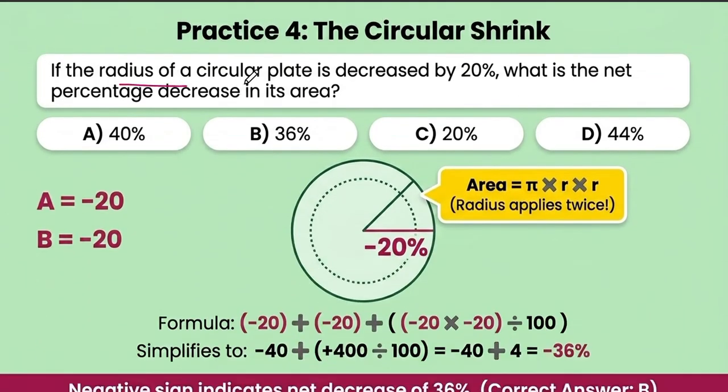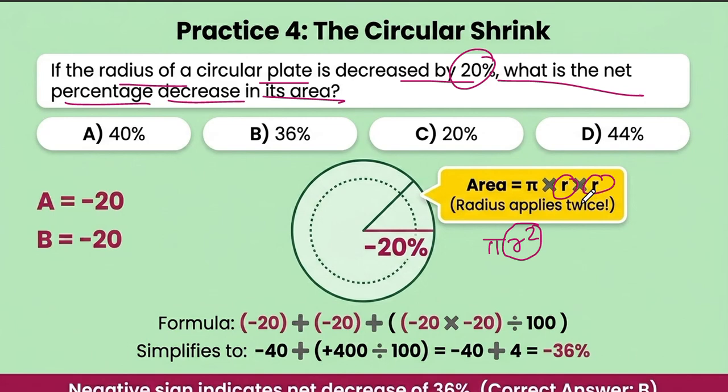If the radius of a circular plate is decreased by 20%, what is the net percent decrease in its area? Okay, so the radius is decreasing. We know the formula for the area of a circle is pi r square. Here r square means r multiplied by r, so the radius is decreasing twice, and it is decreasing, so minus.